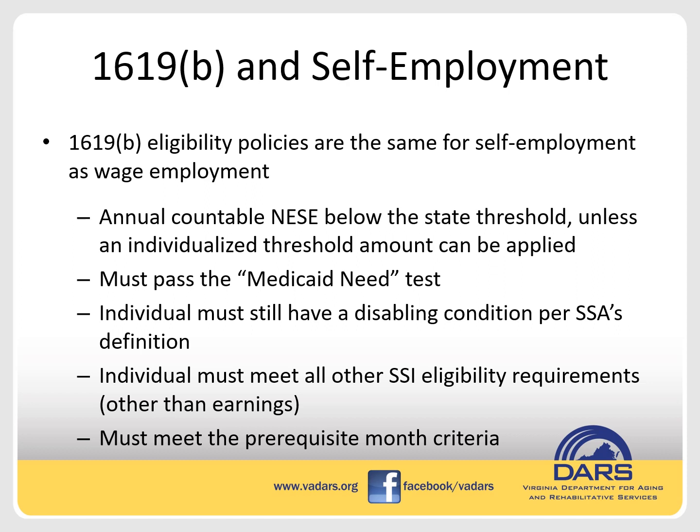So when somebody is self-employed, Social Security is going to look at a couple different things. The annual countable NESC, so what's left annually after all those deductions, as long as that is below the state threshold, which for 2023 in Virginia is just over $48,000, as long as that countable income is less than the state threshold, somebody is financially eligible for 1619B.